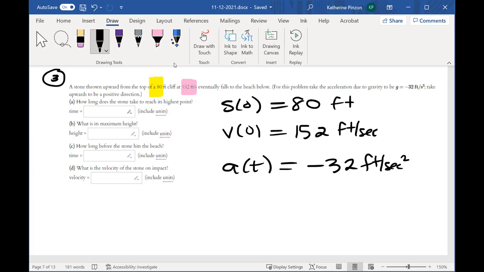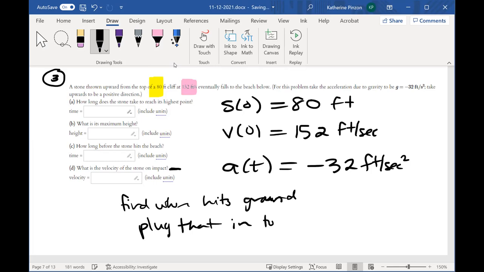What is the velocity of the stone on impact? How are you going to do this? So you're going to find when it hits the ground. Find the t when it hit the ground. T value. Yep. Plug that into the velocity equation.